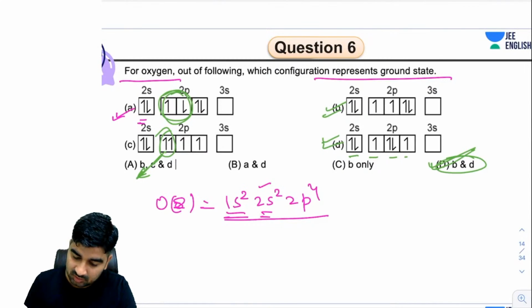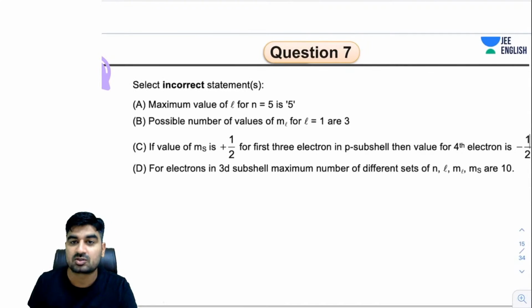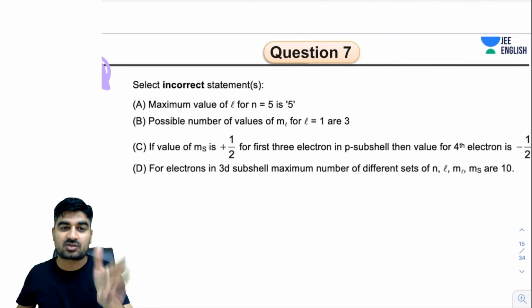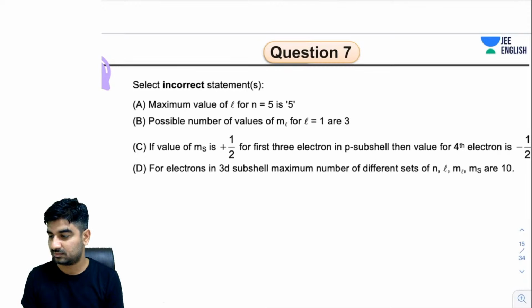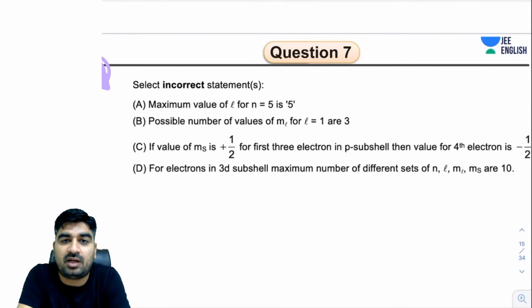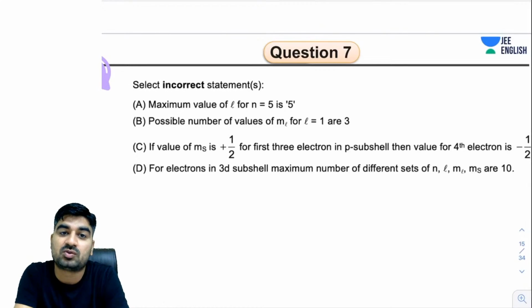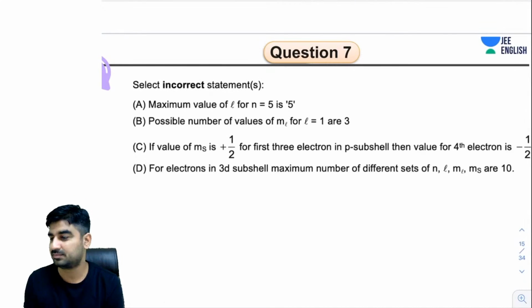Right? So next. Solve it. This question is on your screen. Now solve it. Select the incorrect statements. Maximum value of L for n equal to 5 is 5. Possible number of values of ML for L equal to 1 are 3. If the value of MS is plus half for the first 3 electrons in a p subshell, then the value for the fourth electron is minus half.